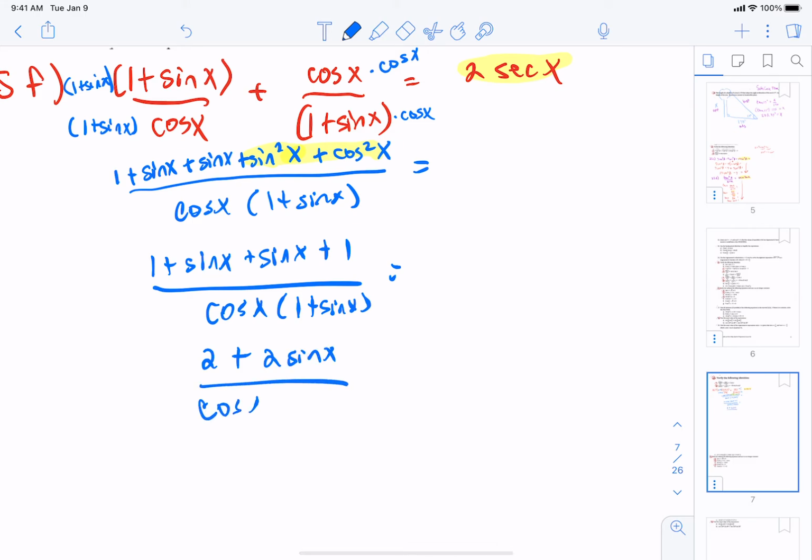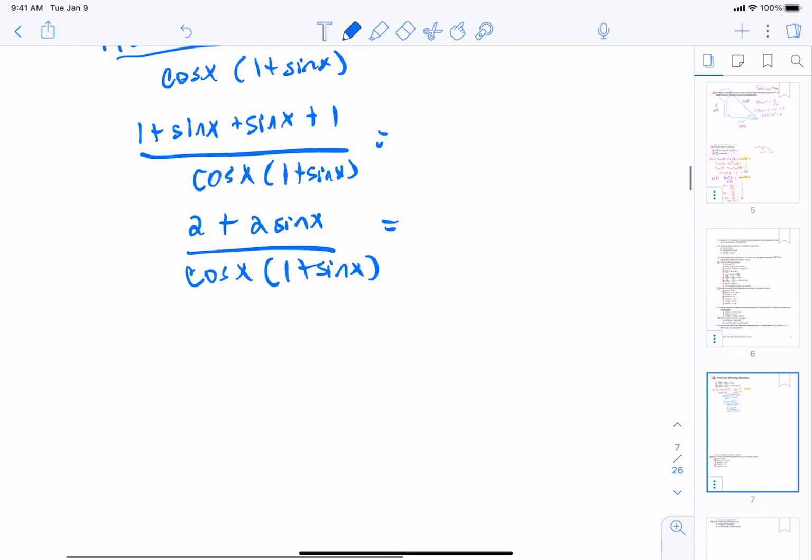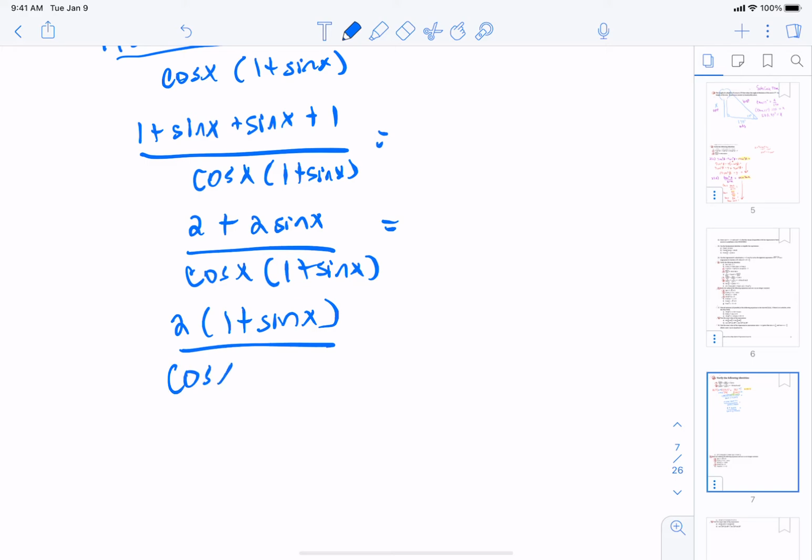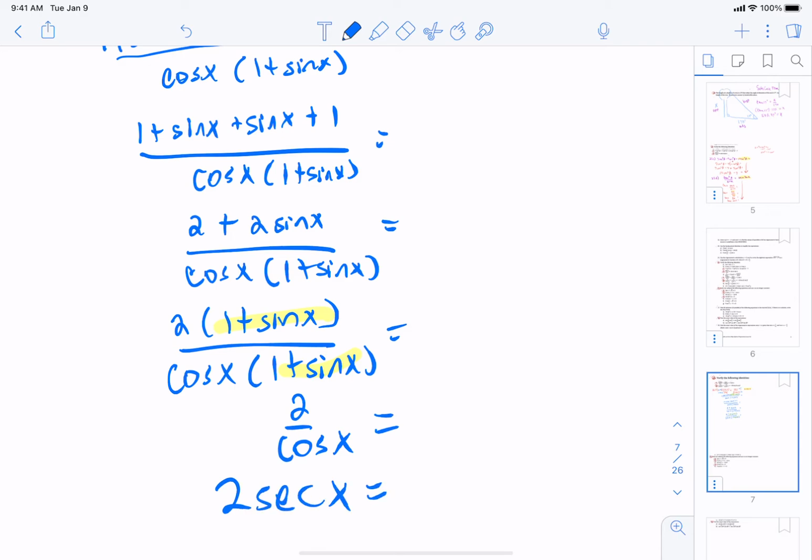Now, look back at our original answer. We need a 2 to show up. Didn't a 2 show up? Now, how can we get the 2 to kind of be there? Well, factor it out. So if we factor, what do you notice can cancel out? The 1 plus sine of x. We don't want it there anyway, do we? Remember, we wanted these things to be there because a 2 over a cosine is the same as a 2 secant.